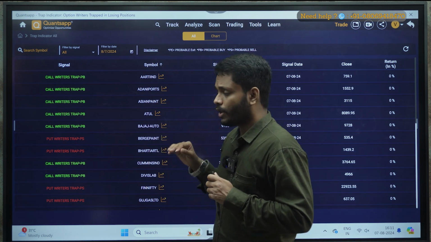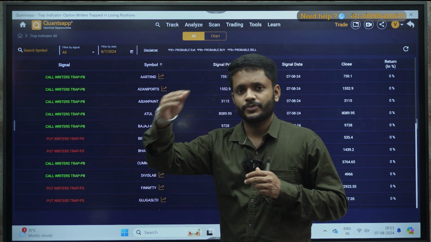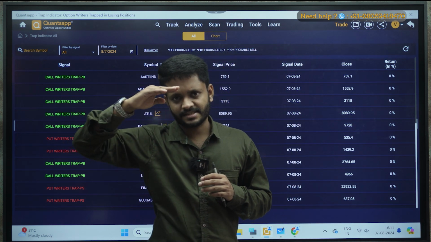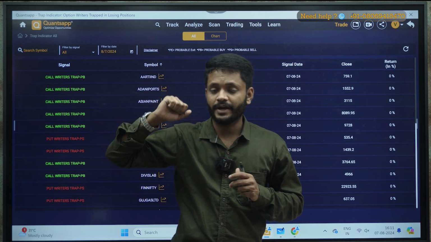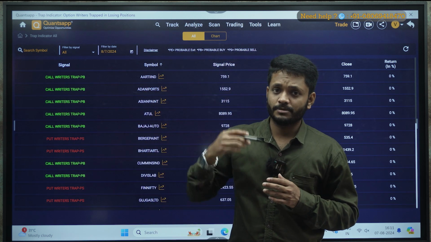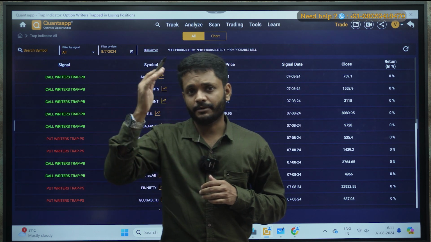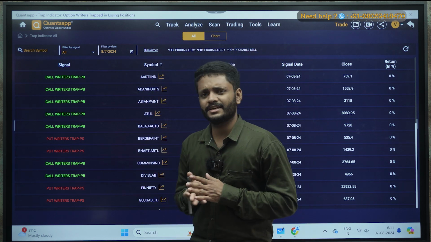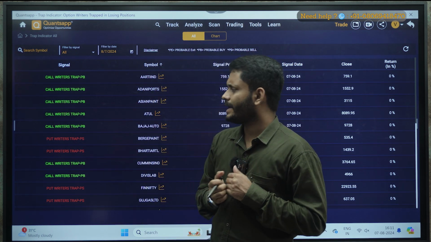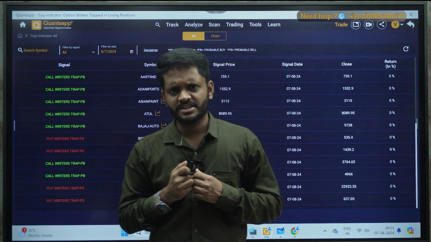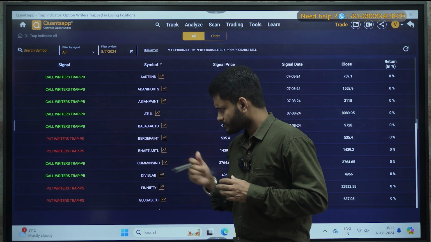So what is call writers trap? Call writers trap means the call writers at this resistance level are getting trapped and they are unwinding. So what does that mean? There is a possibility that the stock might break and go up. So call writers trap basically indicates bullishness and put writers trap basically indicates bearishness, we can say, correct?